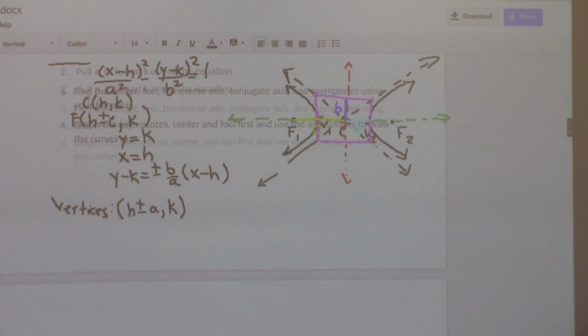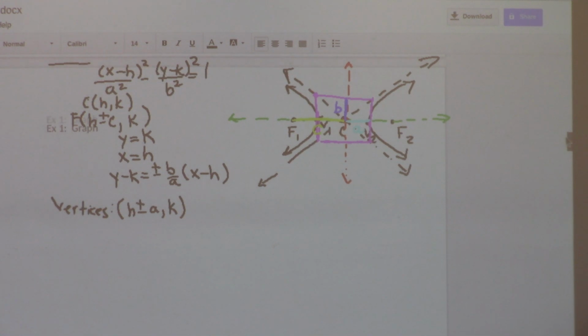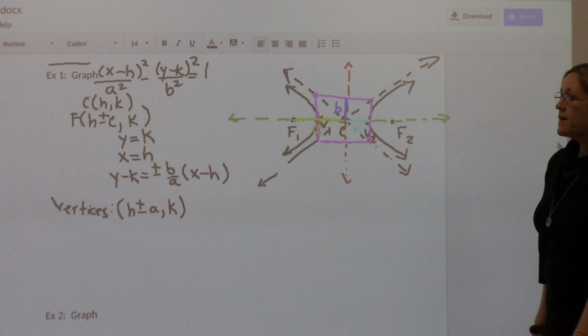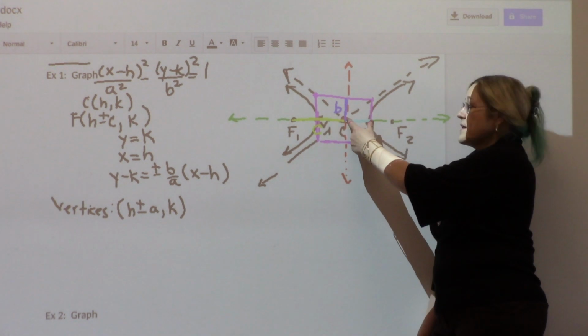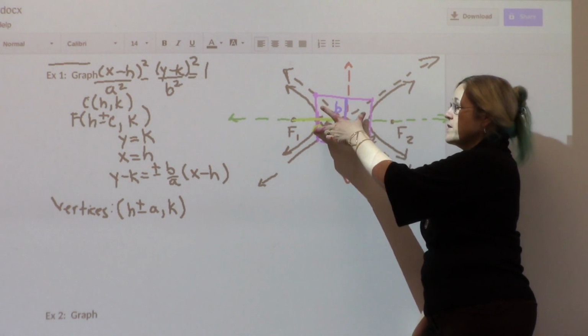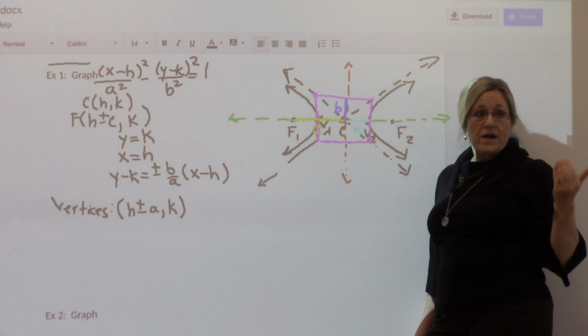So let's look at this. Now here's the thing though. When we graph, let me give you an order here. When we graph, the first thing we put on the graph is the center. Then I always put on the vertices. Whichever way they're going, I put the vertices on because I figure out which way it's oriented.